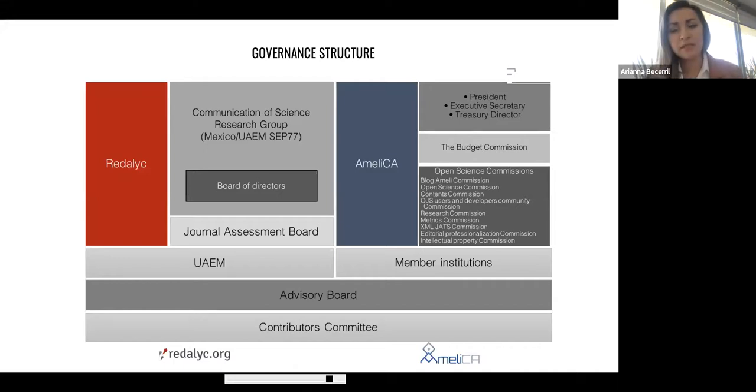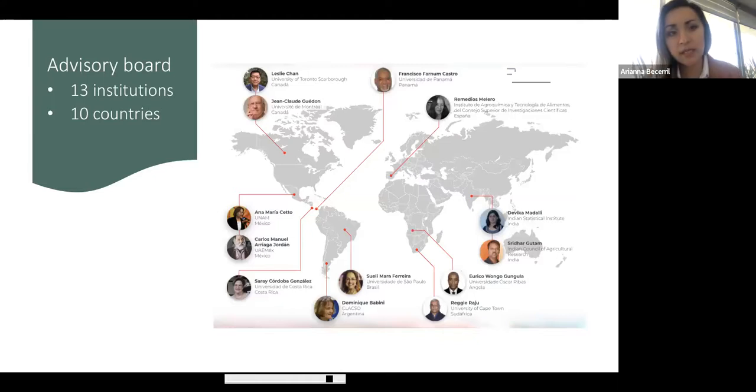And the case of AMELICA, which is a civil association with different members from around the world. It has a different structure with different commissions, and each commission is in charge of different branches of open science, as I said before. And it also has this committee of members, which is composed of the institutions that are providing funding and collaborating more directly in the decision making.